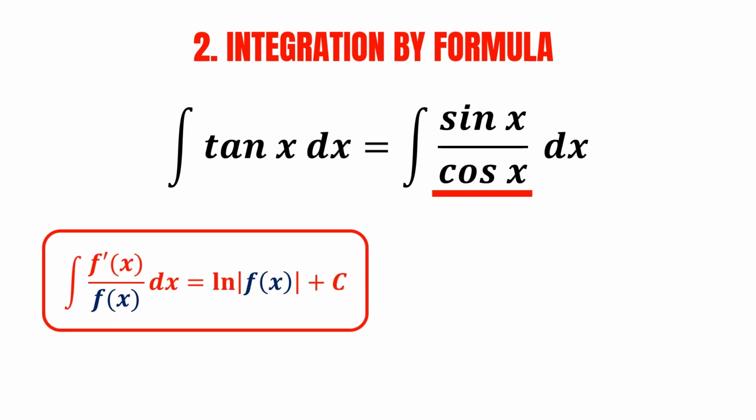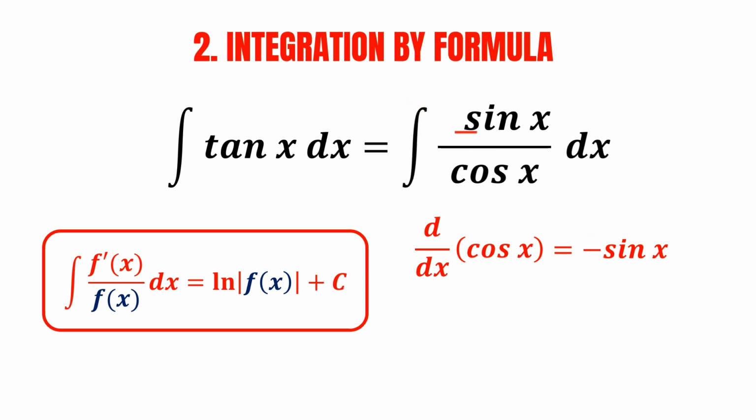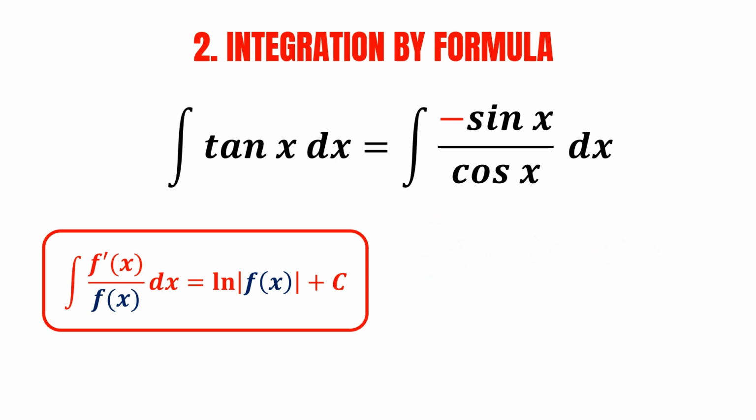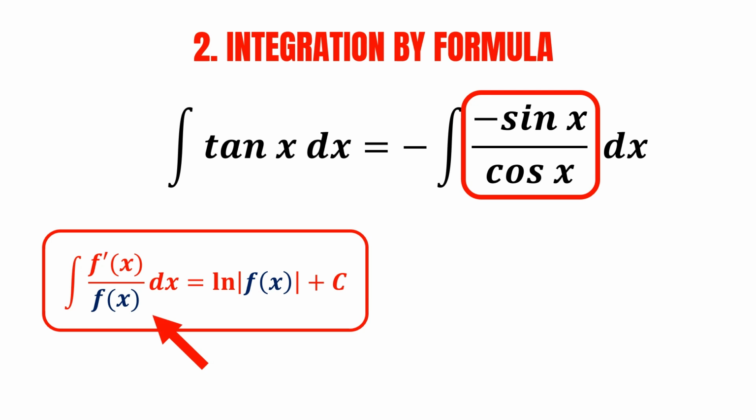We know that the derivative of cosine x is equal to negative sine x. And you might be thinking that sine x in the numerator does not have a negative sign in front of it. To overcome this, we manually add the negative sign in front of the sine x. However, we cannot directly add something to the equation. Therefore, we add another negative sign outside of the integral to balance out the negative sign. Now, this part of the integral is exactly the same as the situation described in the formula.